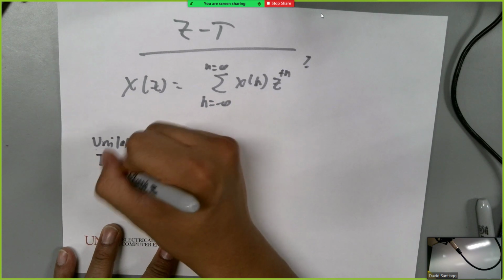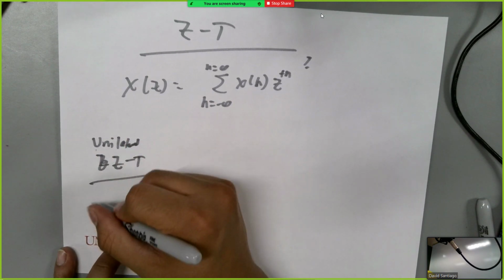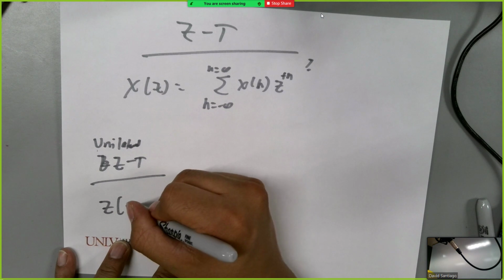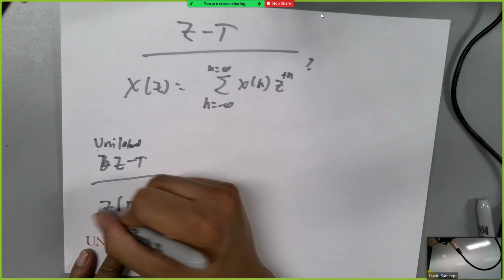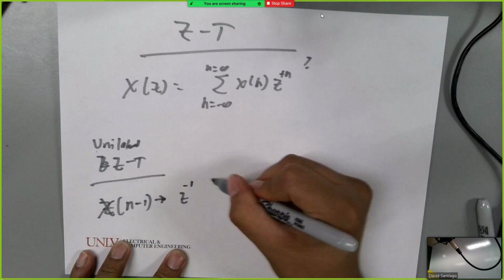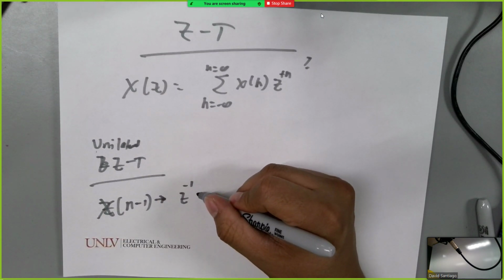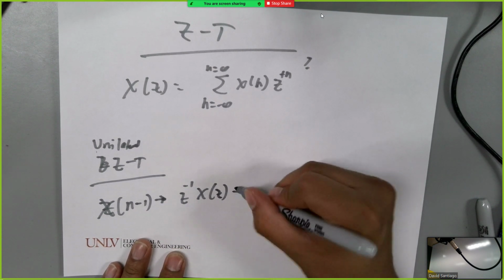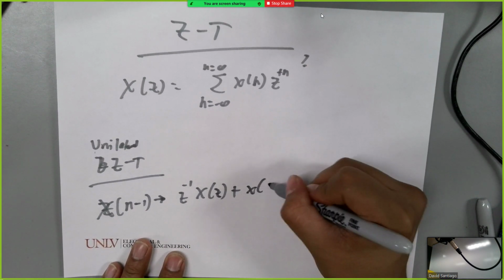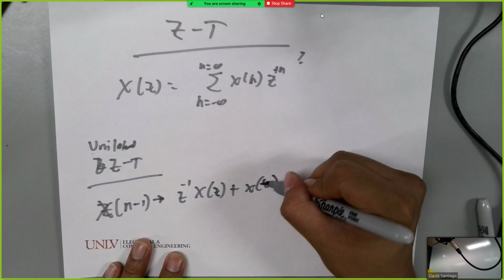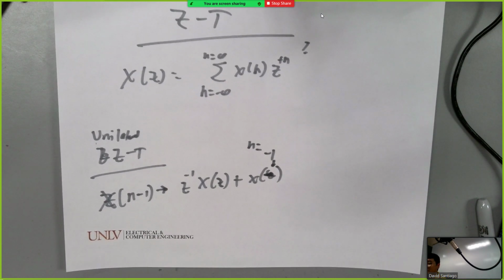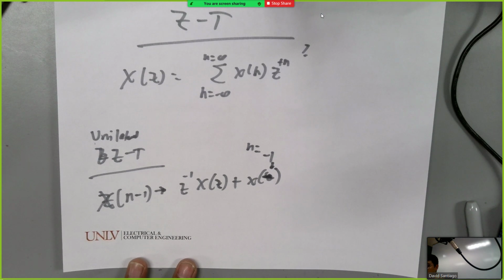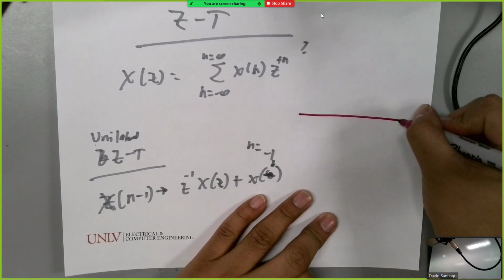Unilateral ZT, right? Where it's basically z to the n minus 1 can transform into z to the minus 1 of X of z plus, don't forget this, x of 0. Oh, no. Minus 1. Remember that? Easy, right? And then, what else was that?